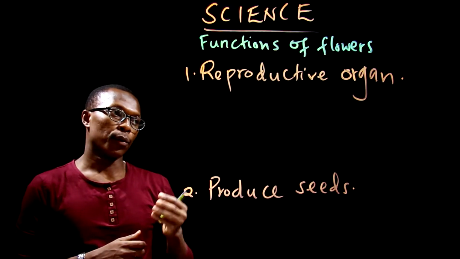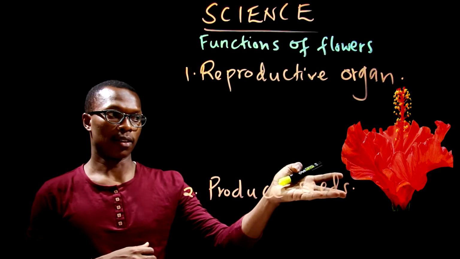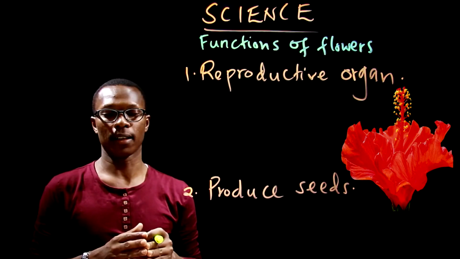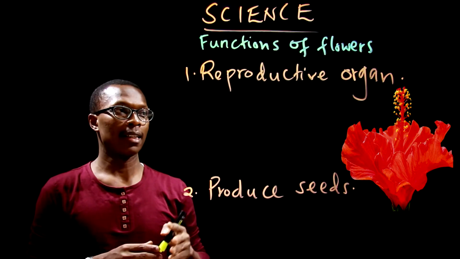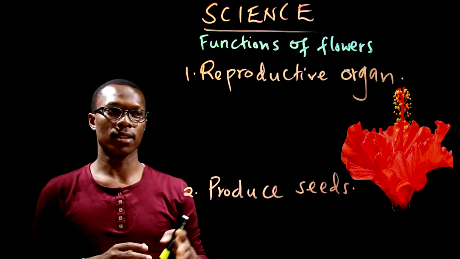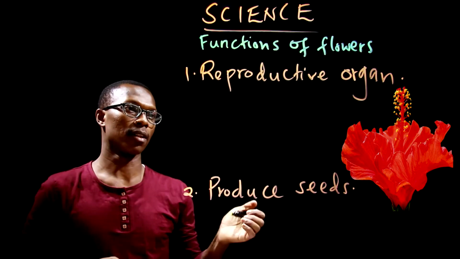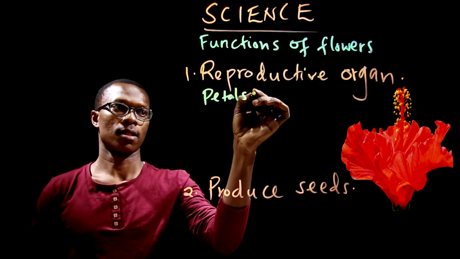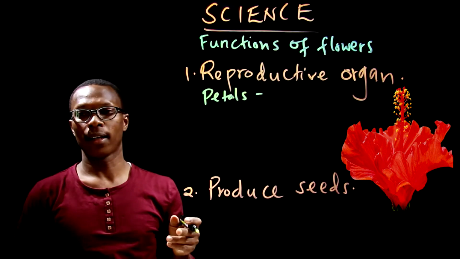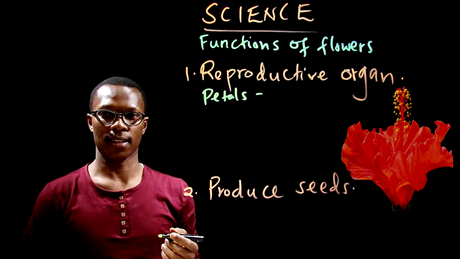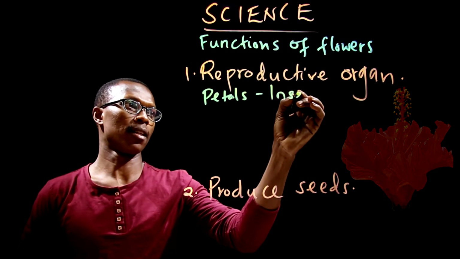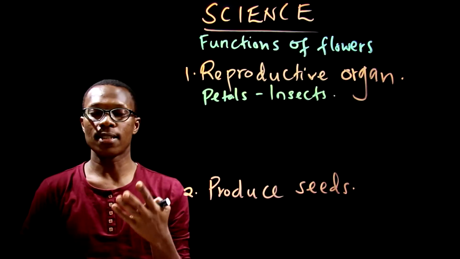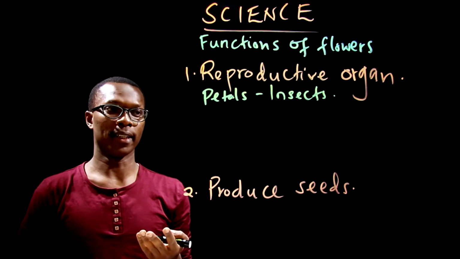Now, normally, when you look at the flower, you can see on the screen, I have this colorful flower. It's really bright, yeah? Now, the colorful part of it is normally called the petals, all right? The petals in a flower attract the insects. When it attracts the insects, this really helps during pollination.